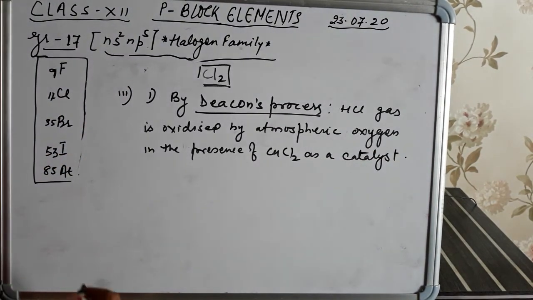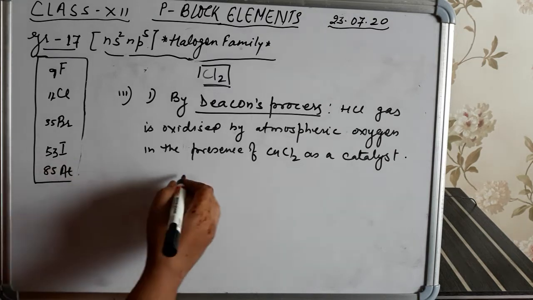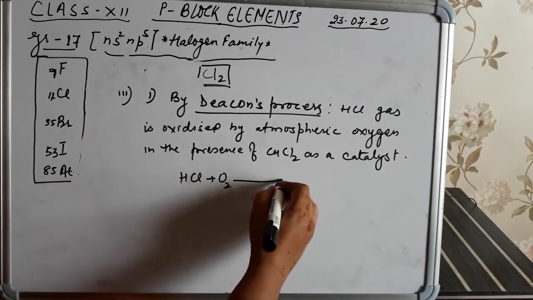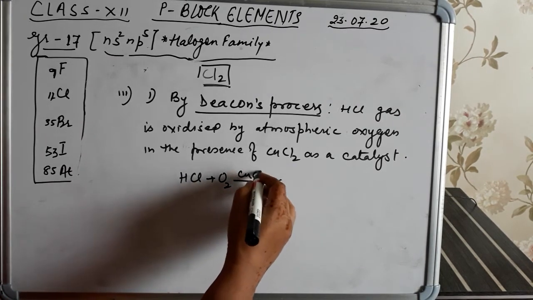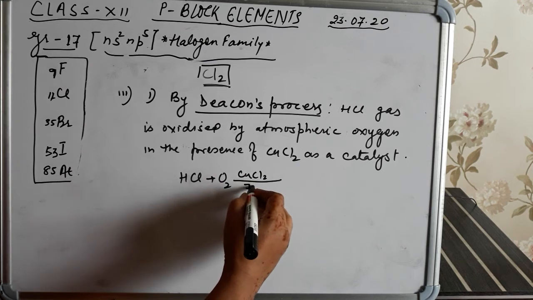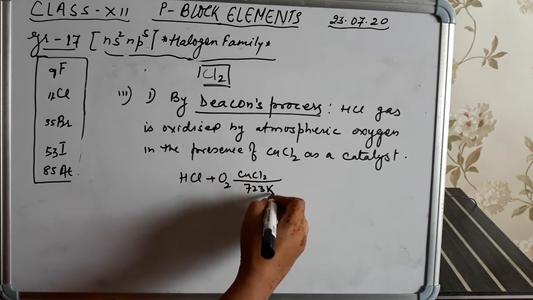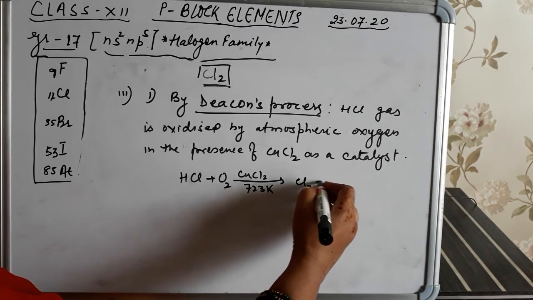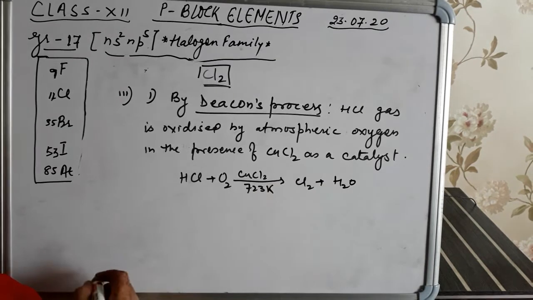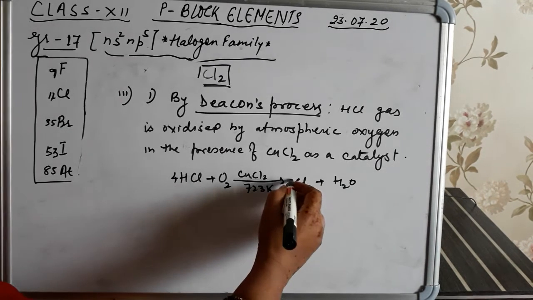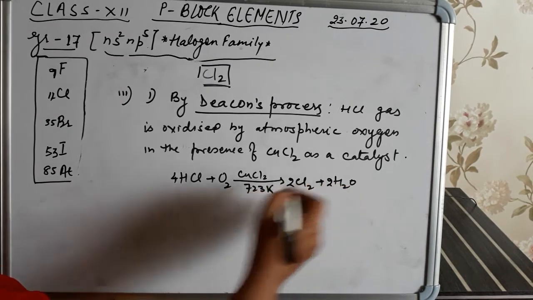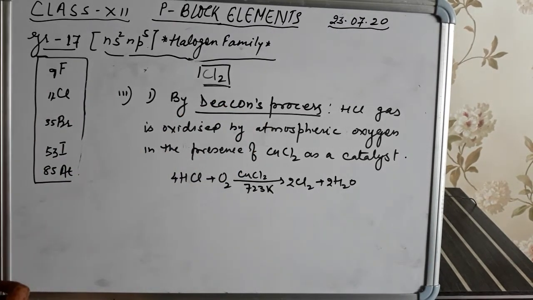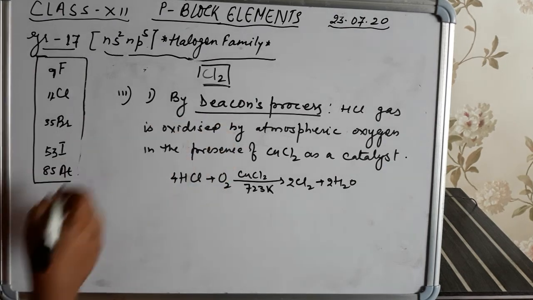Let's complete the reaction. Simple reaction. Try to remember it. HCl in presence of atmospheric oxygen and the catalyst CuCl2. Remember the temperature; instead of this, you can use a sign. High temperature you can write also. So the formation of chlorine and water takes place. So students, in this way you can manufacture it. Many times this particular Deacon's process is asked: how can you prepare chlorine by Deacon's process.